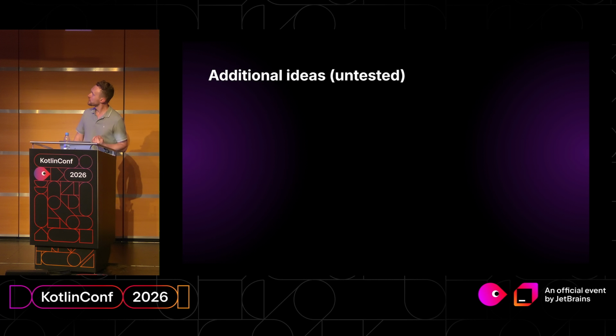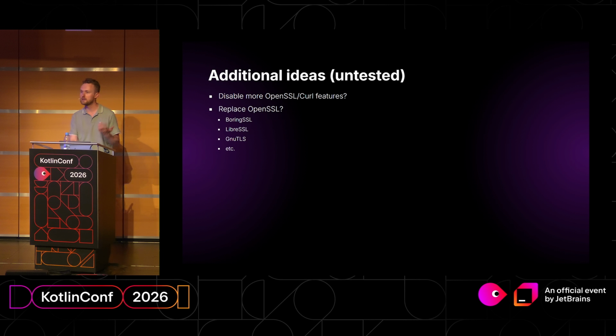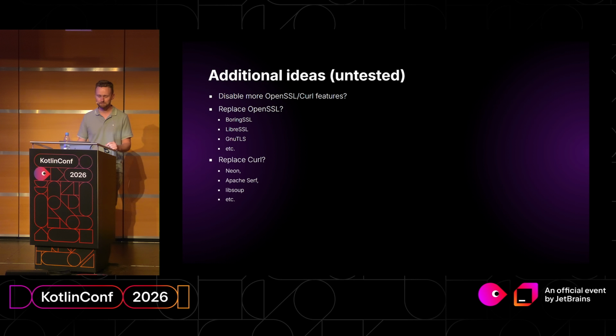Lastly, I thought it would be interesting to come up with some additional ideas, ways that I could further work on this if I had more time, which I didn't, unfortunately. I could disable and or customize more OpenSSL and curl features. I could also look at replacing OpenSSL altogether. There's lots of different SSL libraries or implementations out there. Maybe one of them would be faster for my particular use. Similarly, I could replace curl. Maybe Neon or Apache Serf would be a better option.